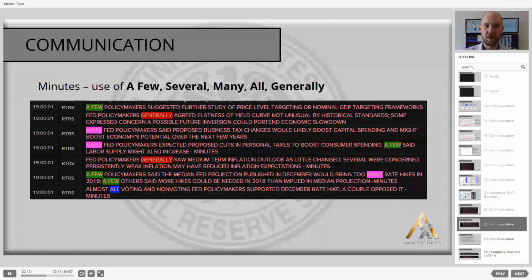You'll get reference to inflation, so in this case they generally saw inflation as little changed. However, several were concerned about persistently weak inflation.